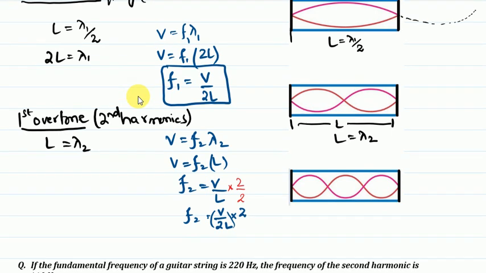So we can write here F2 is equal to 2 times F1. And this is the second harmonic, or first overtone. If the first harmonic was generated at, let's say, 50 hertz, the second harmonic will be generated at 100 hertz. I hope you are getting it.